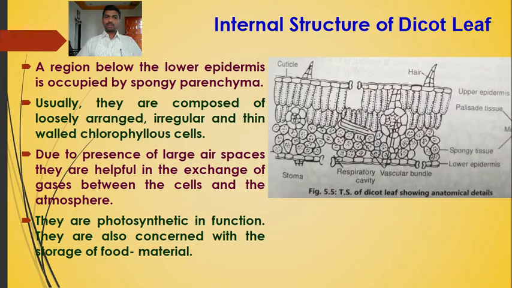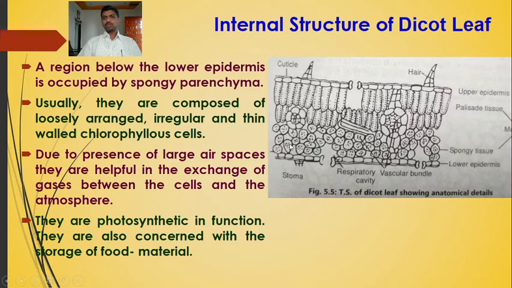Usually they are composed of loosely arranged, irregular, thin-walled chlorophyllous cells. This region is the spongy tissue region. These cells are loosely arranged below the lower epidermis, irregular and thin-walled, with large intercellular spaces present. Due to the presence of air spaces, they are helpful in the exchange of gases between the cells and the atmosphere. There is a respiratory cavity, as we saw in the epidermal tissue system, meant for the exchange of gases between the cell and the outer atmosphere. They are photosynthetic in function, and they are also concerned with the storage of food material.